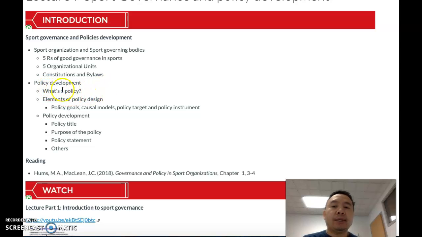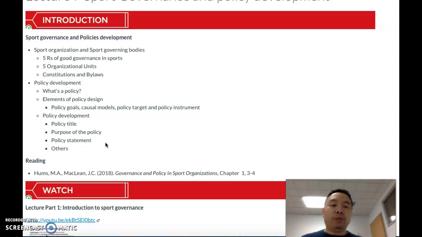And the second part, we're going to talk about how we can develop a policy. Basically, we're going to introduce the definition of a policy and let you know about the purpose of having a good policy in the organization. We'll talk about 4 different elements when we try to decide a policy, including a policy's goals, what we try to achieve, causal models, and also policy targets and policy instruments. And the last part, we're going to talk about policy development, how we could develop a policy.